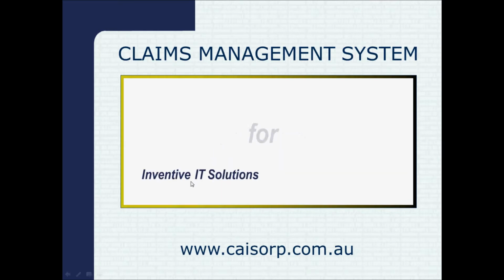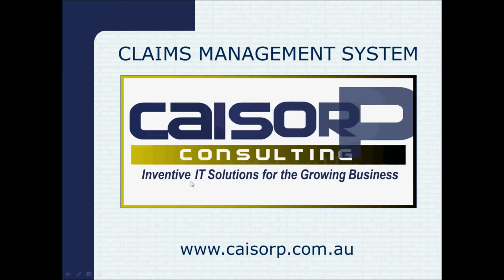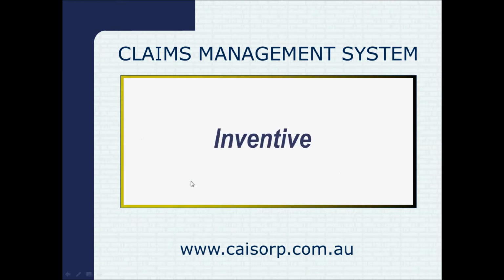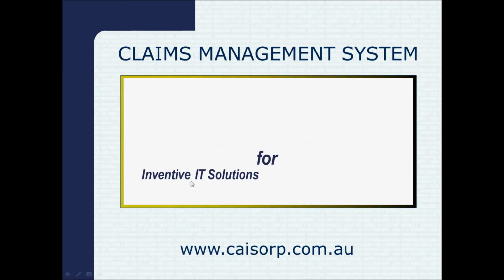Another key point is that paper-based systems do not easily lend themselves to data analysis. It's very hard for us to do any form of root cause analysis to uncover any hidden issues the organisation is suffering. As I'm about to show you, the Caisorp CMS is an electronic claims management system.